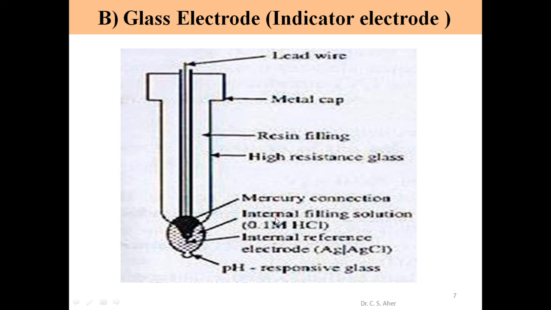Next we have the internal filling solution, that is 0.1 molar HCl solution filled in this glass. This round bulb is filled with the 0.1 molar HCl solution. In this solution we have the internal reference electrode, silver chloride, and this internal reference electrode is connected to the mercury. This mercury has the connection with the lead wire or copper wire. So in this case we have this lead wire. What is this? This is the highly sensitive glass, the outer glass.